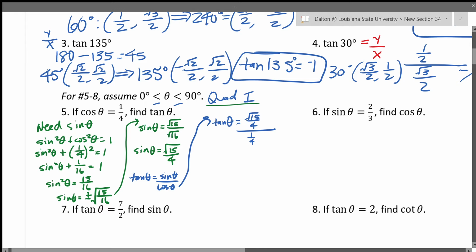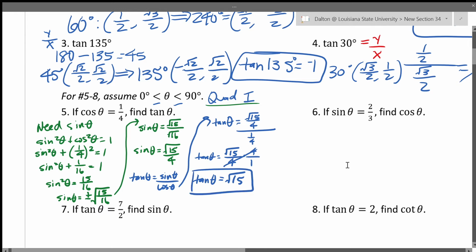And then we can, kind of like we did earlier, if you have stacked fractions like this, that means the tangent of theta is equal to, some of you have learned it as keep, change, flip. Square root of 15 over 4, we're going to keep the same. We're going to change our operation from division to multiplication. We're going to flip our second fraction, 1/4, to be 4 over 1. When we do that, and we multiply straight across, these 4's cancel out, leaving us with our final answer: the tangent of theta is the square root of 15.